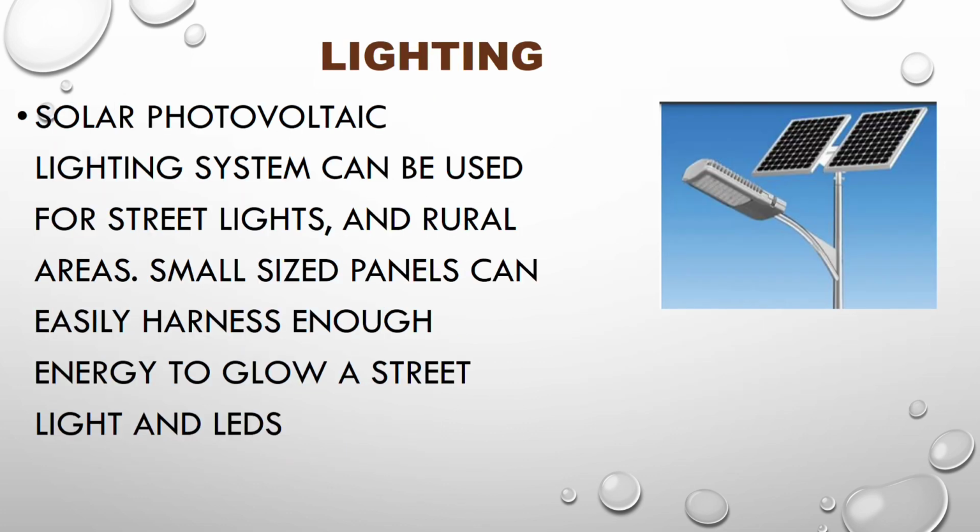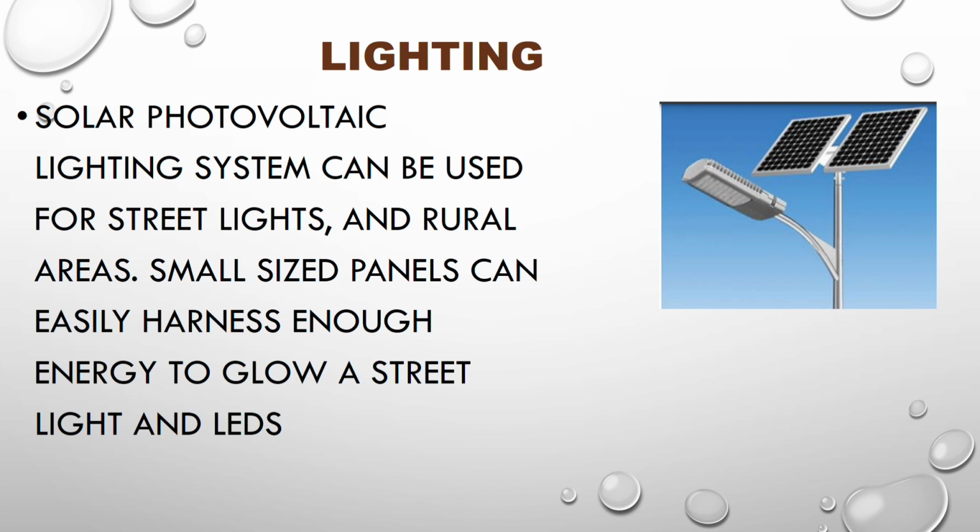So then the second is lighting. Basically, we have observed on the roads that there are some lights that are activated by solar cells or solar panels connected to LEDs. So a solar photovoltaic lighting system can be used for street lights and in rural areas. Small size panels can easily harness enough energy to glow a street light and LEDs.